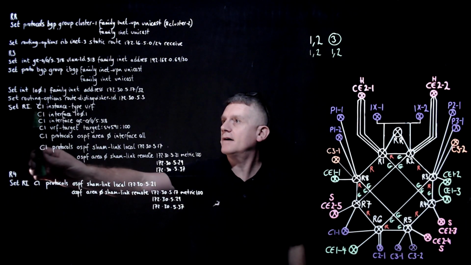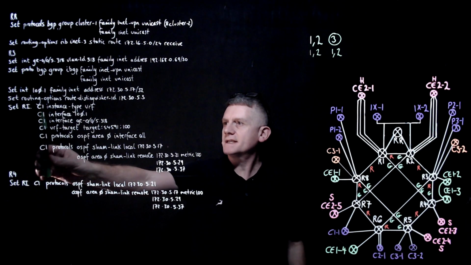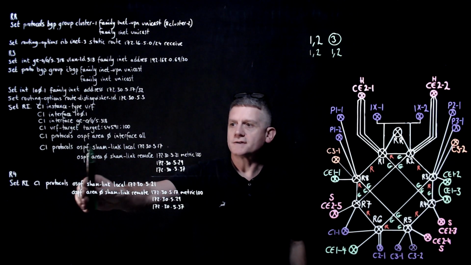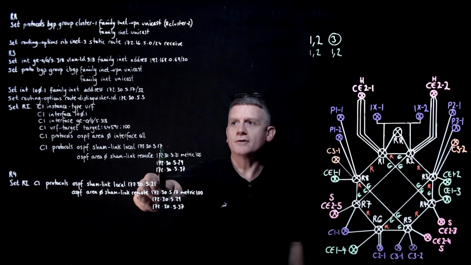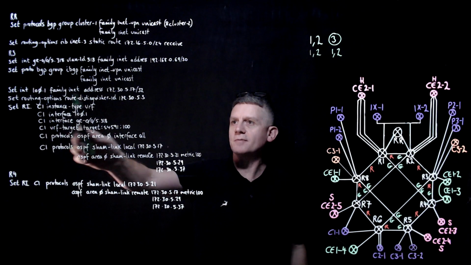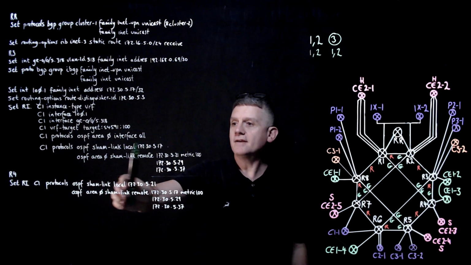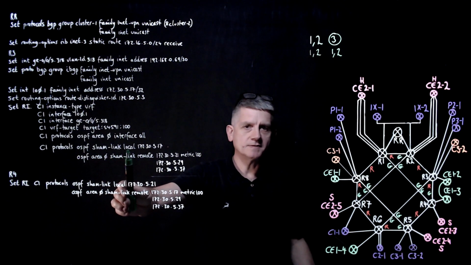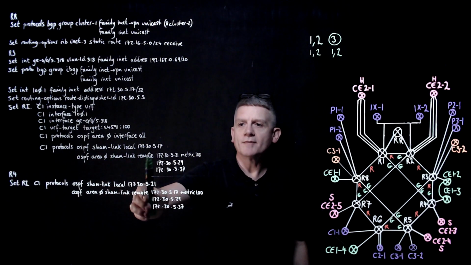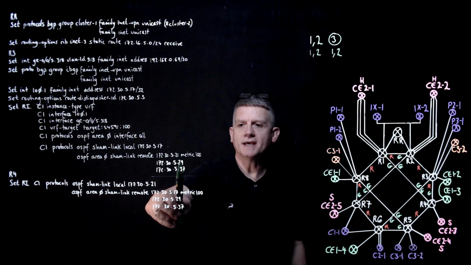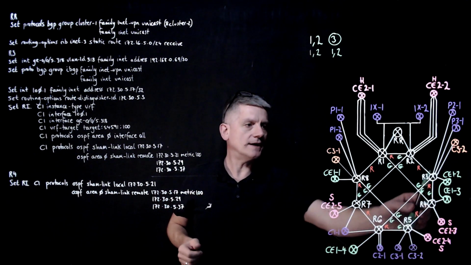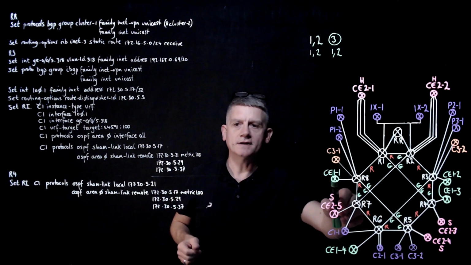So here we are on router 3, set routing instance C1, protocols OSPF, Sham-link local, and we're using the specific loopback that we've put in this VRF. And then OSPF area 0, because this is where the Sham-link lives, Sham-link remote, and we put in the IP address of the peers, this one, and this one.